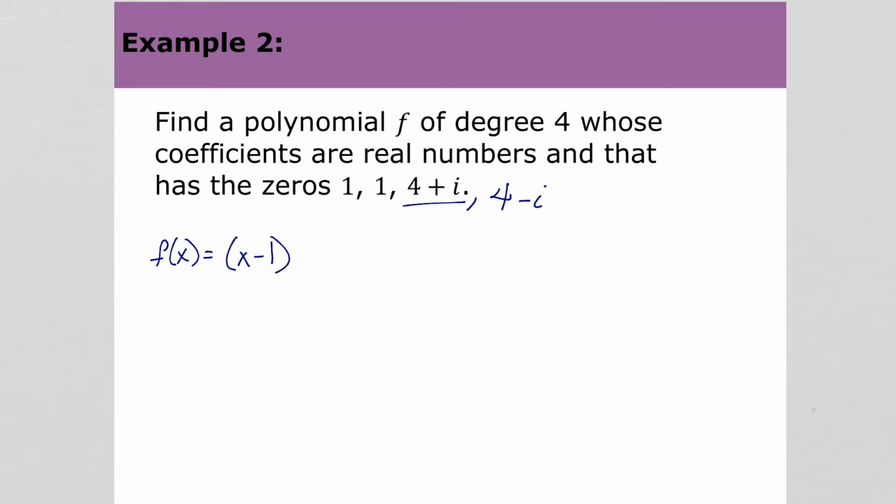x minus 1, and because there's 2, squared, times x minus (4 plus i) times x minus (4 minus i). So 4 plus i and 4 minus i are the zeros here, so that's why we plug them in here. Then from there, we can simplify. It's easiest to go ahead and simplify here before distributing.